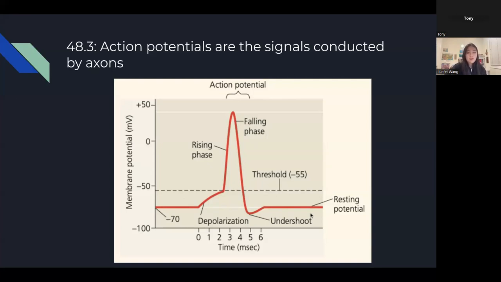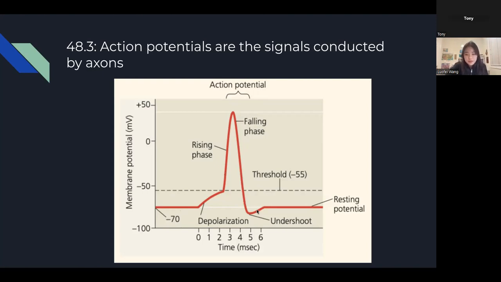Okay. Also it's good to know that an action potential is an all or none response. So once your membrane potential hits the threshold, the action potential is going to happen. It's not like it's going to happen halfway or anything. It's going to happen. And so there's no level of action potential you can have.